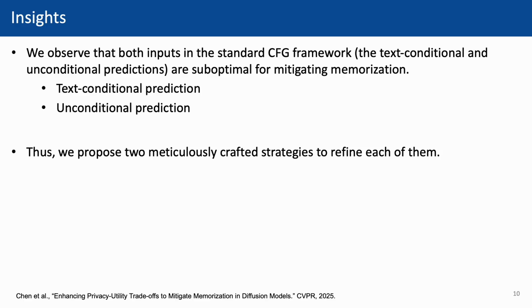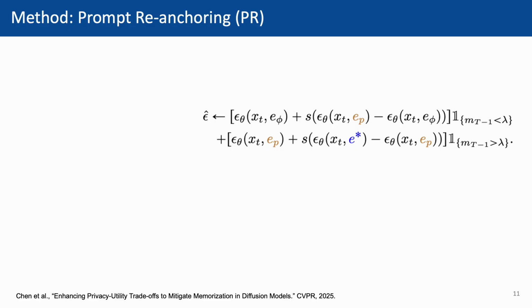So in this paper, we propose two carefully designed strategies, each aimed at refining one of the two CFG terms. Together, they lead to significantly better privacy utility trade-offs in diffusion model generations. Let's look at our first strategy, prompt re-anchoring or PR. In the standard CFG setup, there are two key terms. In our first strategy, the text conditional terms remain unchanged. We still use the engineered prompt E star in place of the original user prompt EP to help reduce memorization.